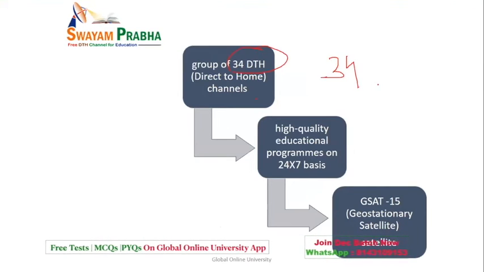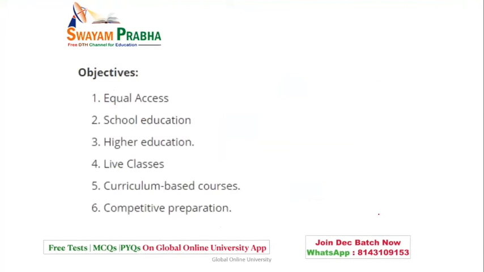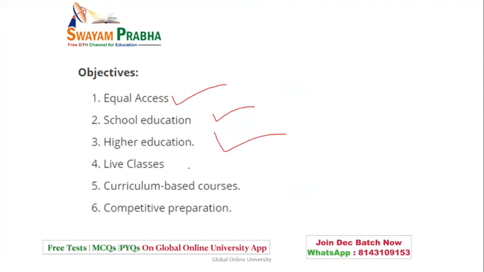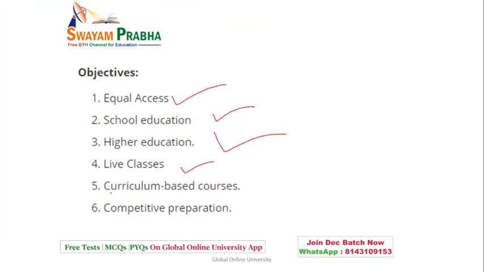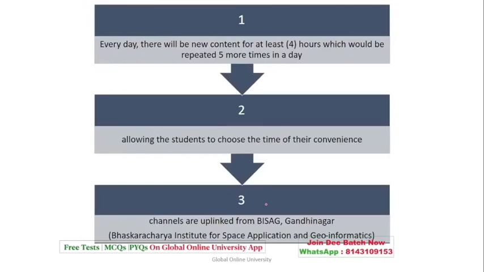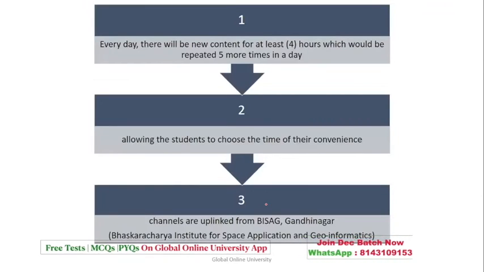There are 34 direct-to-home channels, which are available 24/7 with the help of GSAT, that is, the geostationary satellite. But the objective is equal access. It includes school as well as higher education, live classes, and curriculum-based courses, and it is very helpful for competitive preparation. Now here, what are the basic features?